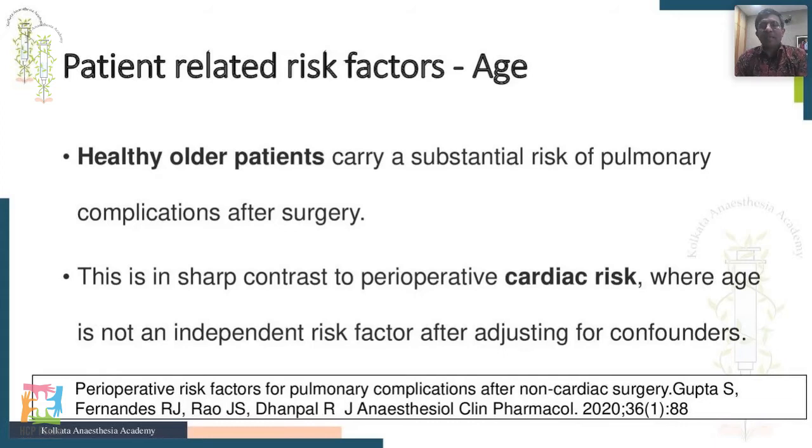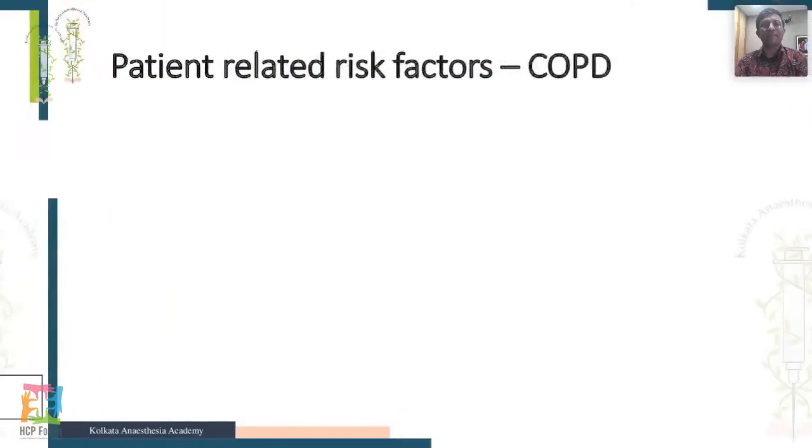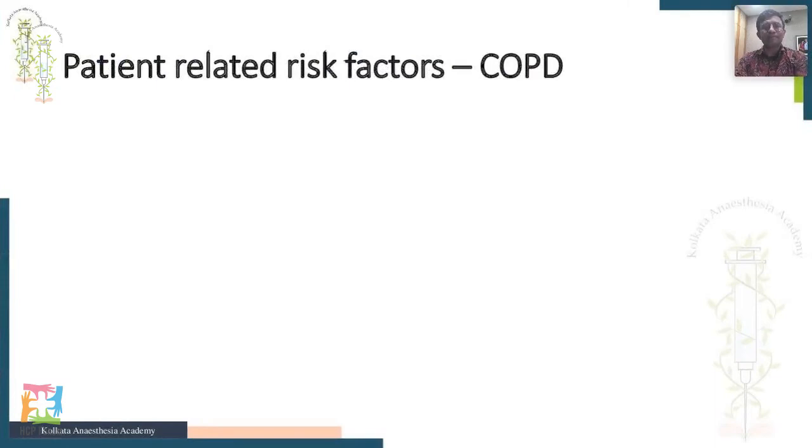What is important, and I'd stress on this slide, is that age being an independent risk factor, with other risk factors taken away, makes a healthy older patient carry substantial risk of pulmonary complications after surgery. If you remember about risk evaluation for cardiovascular complications, age was not an independent identifiable factor which caused increased cardiovascular risk. But in postoperative pulmonary complications, age is an independent risk factor.